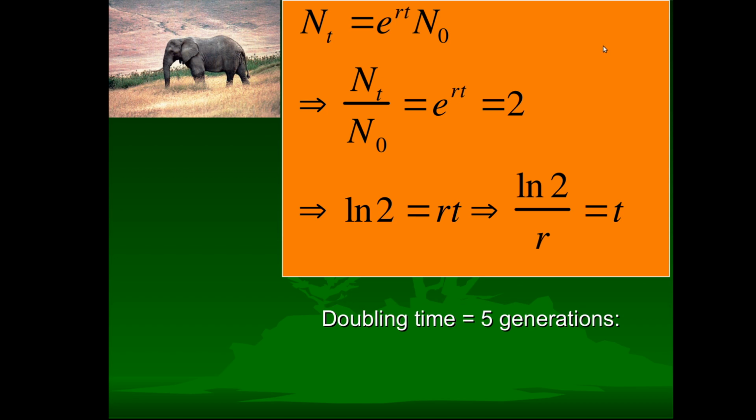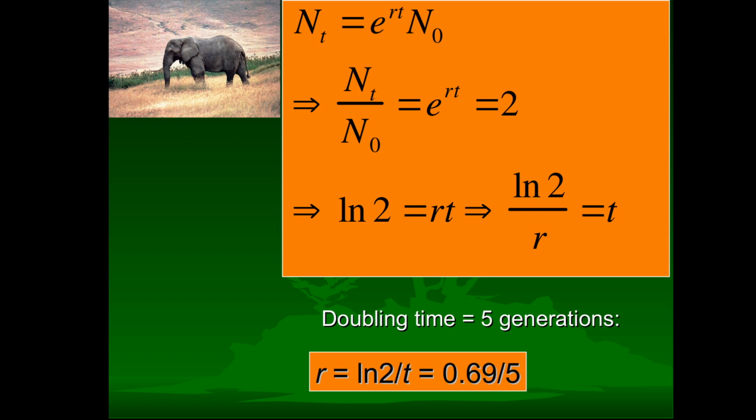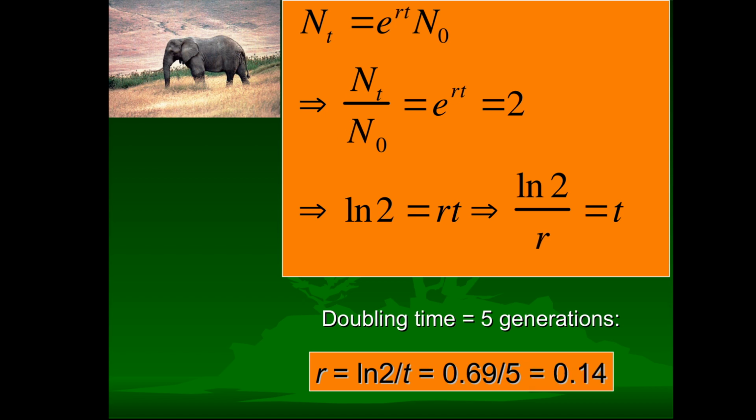Or we can turn this around. Let's say we know the doubling time of a species is 5 generations. What's little r? Well, little r is the natural log of 2 divided by t, and t is 5. So this ends up being 0.138, 0.14 would be little r.